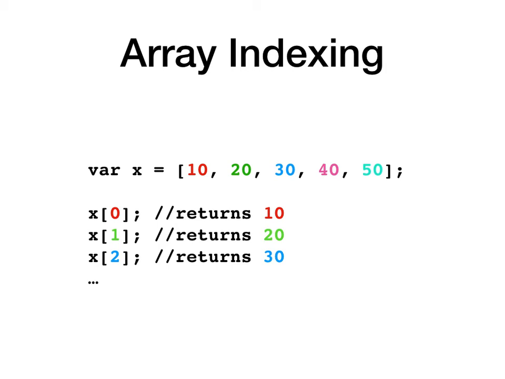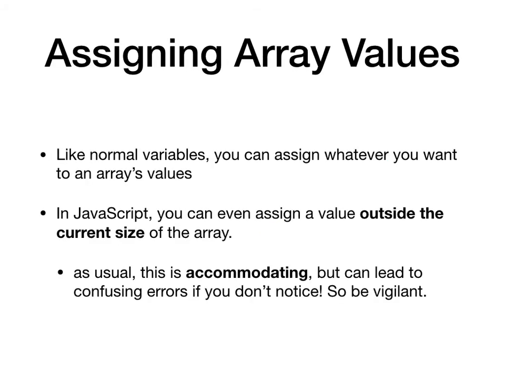We can also assign information to these variables in very much the same way. You can just treat X sub 0, for instance, as a variable, as you would any other variable in JavaScript. So just like with normal variables, you can put whatever you want in there. And again, JavaScript is very accommodating.